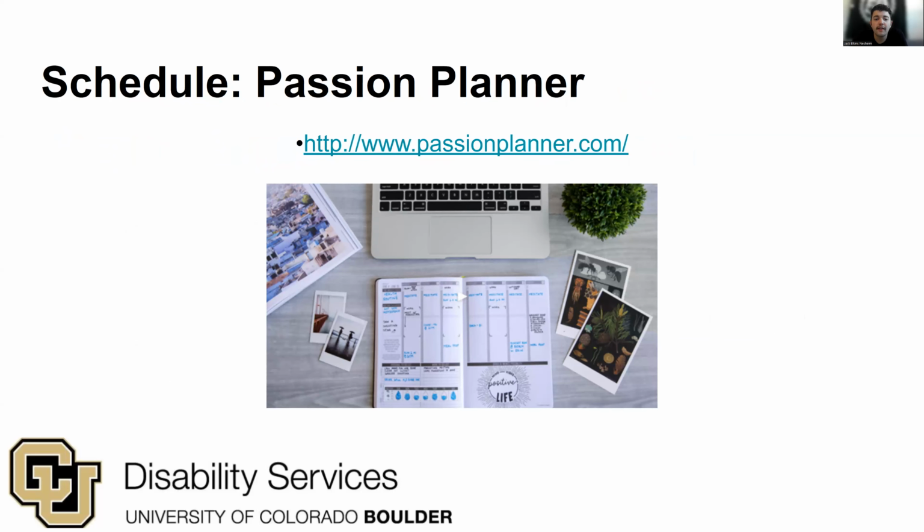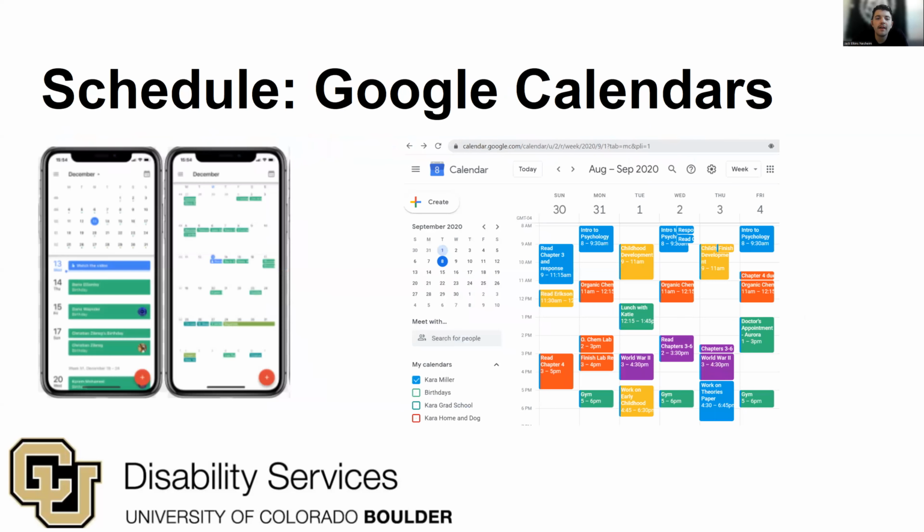Here on screen is shown a website, Passion Planner, that has a wide variety of planners, both physical and electronic, that you can use to help keep track of your time. However, this is not the only resource available to track your time. Google Calendar is another amazing tool to help create and follow your schedule. Google Calendar is an app that you can download on your phone so you can always have your schedule with you.